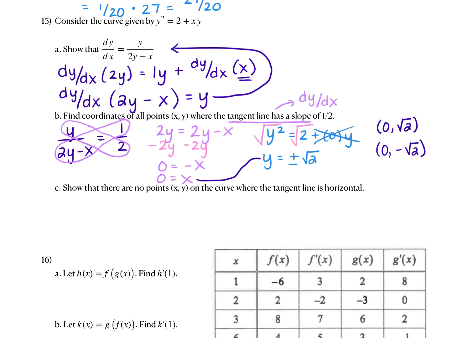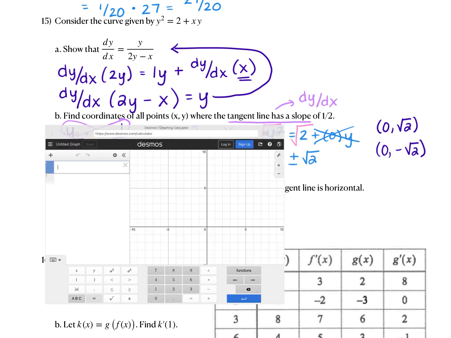This would be a really good one to check out on Desmos, so I'm going to do that really quickly here for you. Okay, so what I am doing is graphing not the derivative, but the original relation, which is this up here. So that is a y. Oops, I always forget. It takes a couple clicks to get back into the browser here. So y squared equals 2 plus xy.